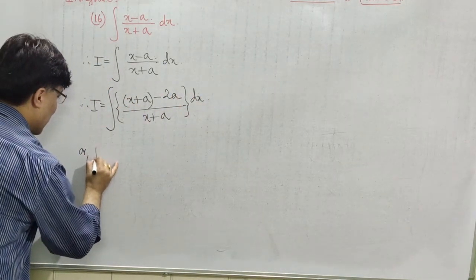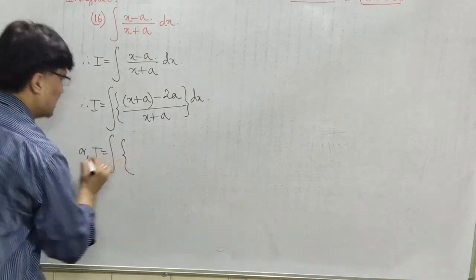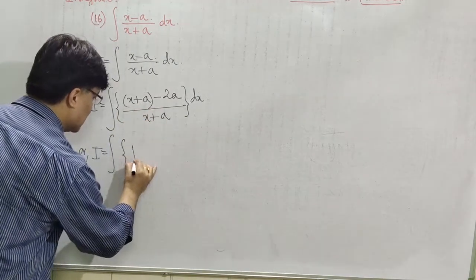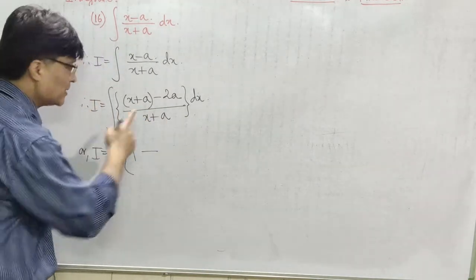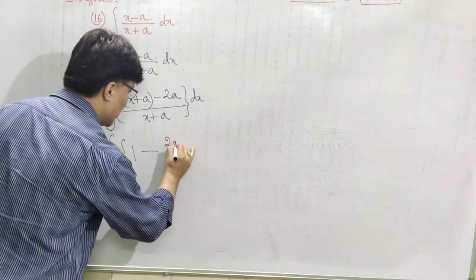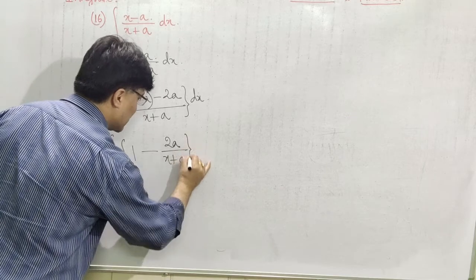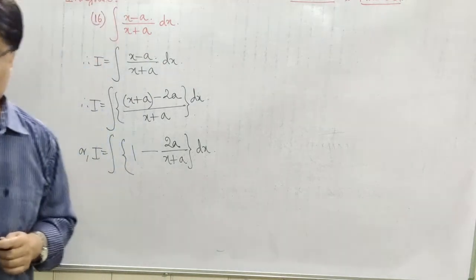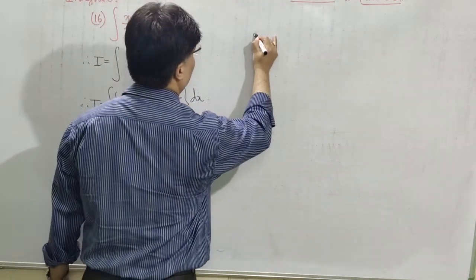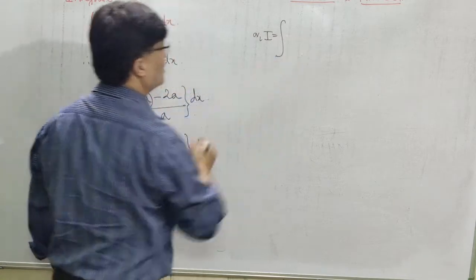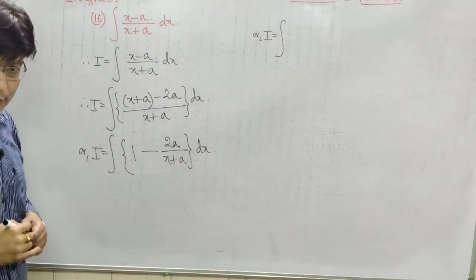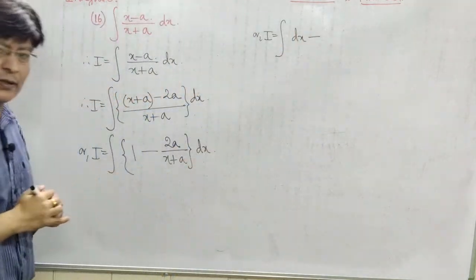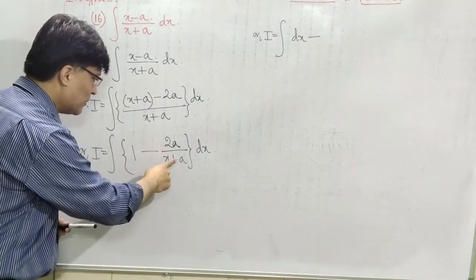So let us keep it within the second bracket. Or I is equal to integration of, within the second bracket, you can separate it. What is x plus a divided by x plus a? It is 1. Minus, next, this second term divided by the denominator, that is 2a divided by x plus a. Second bracket is closed. Then you can write dx. So I think you have understood it. Okay. So now we can separate the term. Or I is equal to, let us separate the term. You can separate this integral sign and dx also. Integration of 1 dx, that is dx, minus integration of 2a divided by x plus a dx.